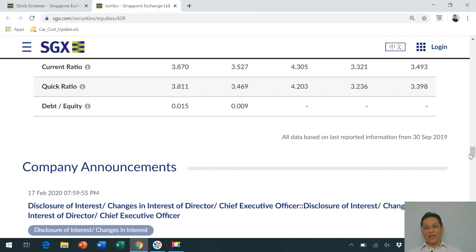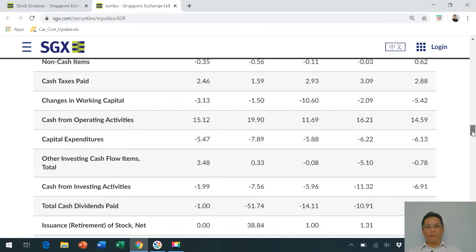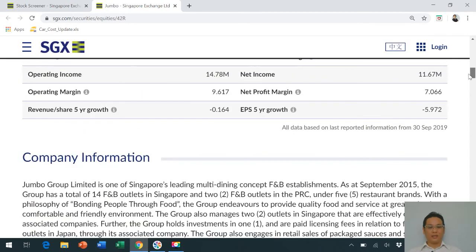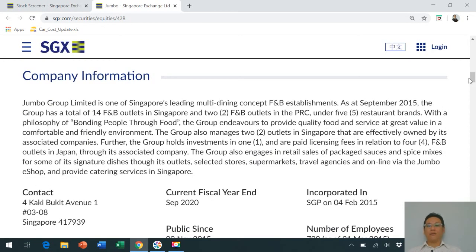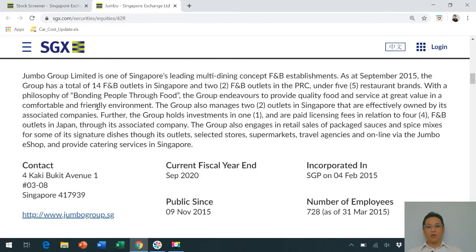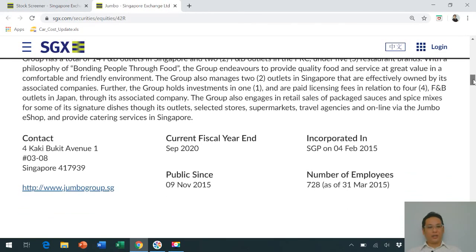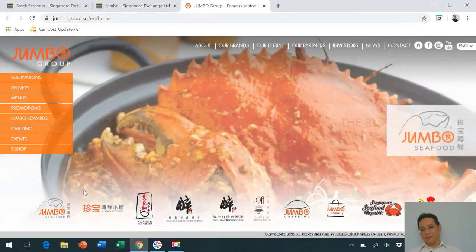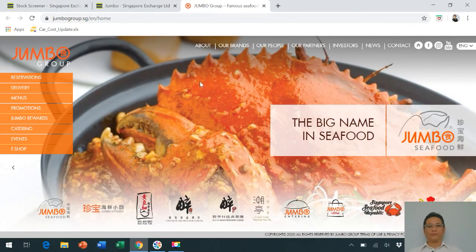But of course, end of the day, as I mentioned just now, buying stocks, you are buying the business. You must like the business. You must believe that the business can do well. So very important, you must know what the business does. In fact, SGX Stock Screener also gives you the information. You look under company information, they tell you what they do. And of course, you should go and visit the website at least, see what they do, and you must really like the business before you become a shareholder of it.